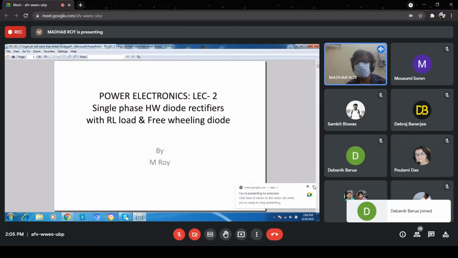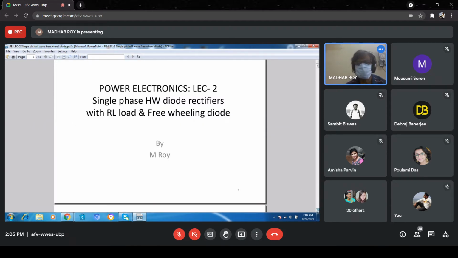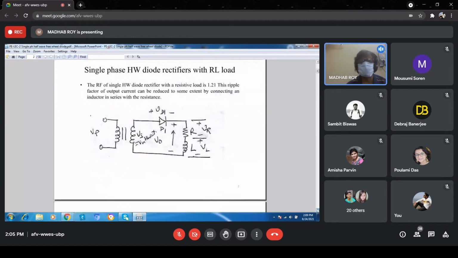So last class we discussed the half wave rectification with resistive load. So today we will move to the resistive and inductive combined load, as well as the application of the freewheeling diode. You can view the circuit here. The circuit is the same.